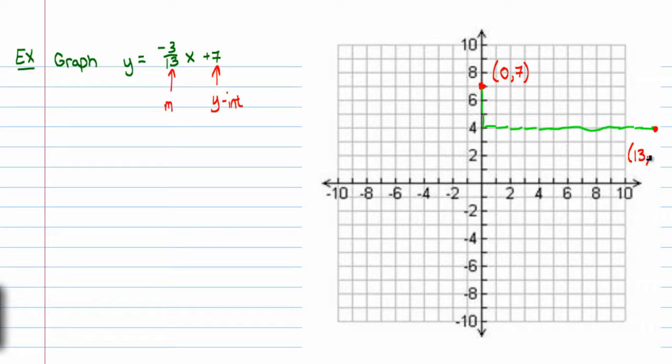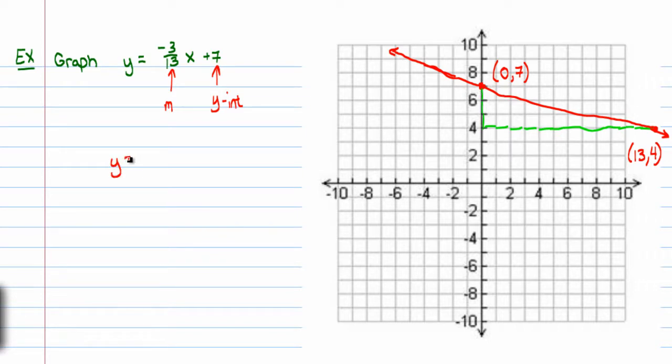By the way, this is at x equals 13, y equals, let's see, we were at a height of 7, but we dropped down 3, so this must be a height of 4. And you connect these points. Sorry that it's not perfect, but I've got to figure a way to do that right.